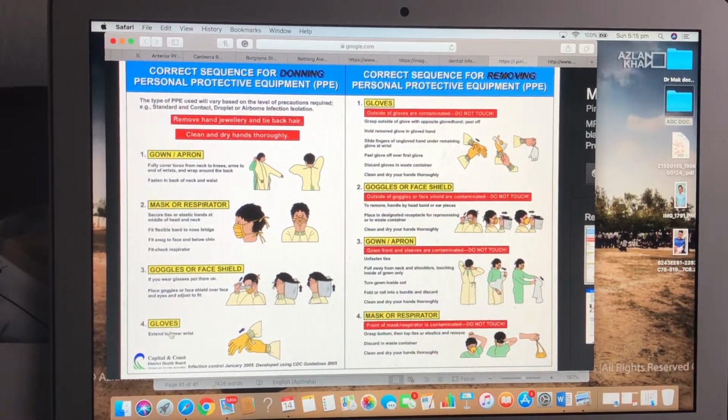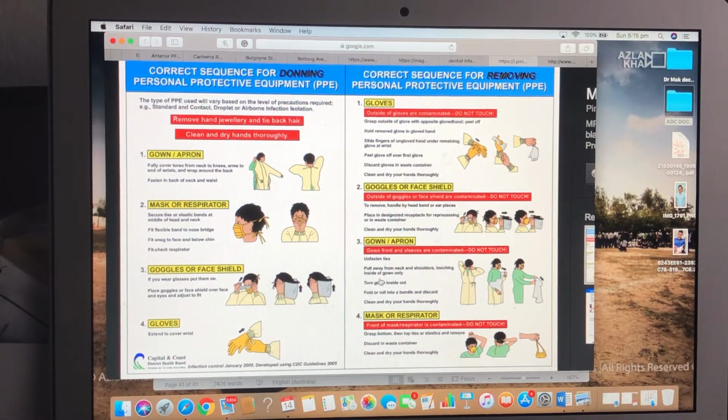And when we remove them, you go completely opposite. So gloves go off first, then you do the glasses, then you do the mask, and then last you do the apron. But again, in your exam, you don't need to worry about the apron. Over here, this is an American board presentation. This is from the American Dental Board. So you don't worry about that.